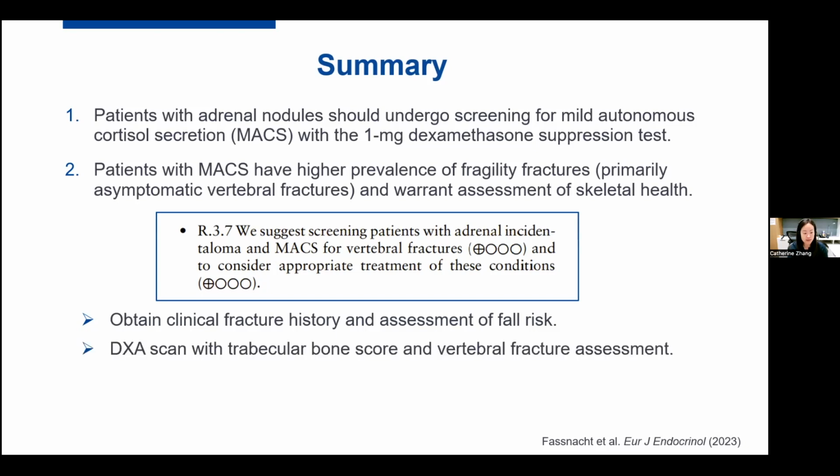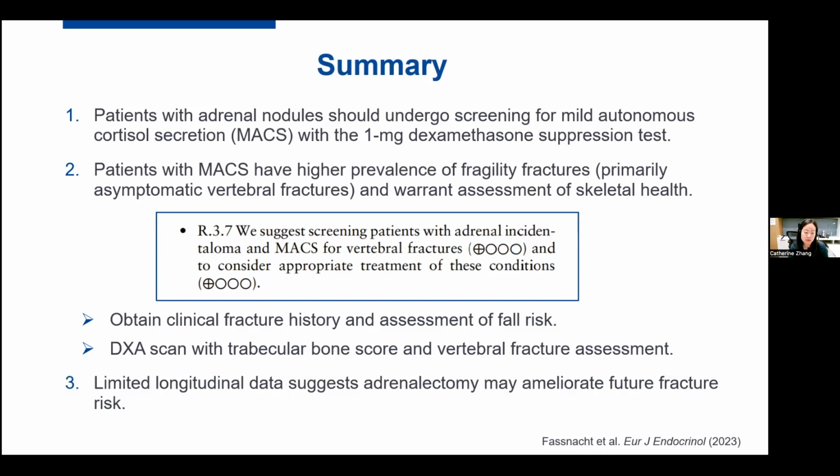And then I usually consider getting a DEXA scan with addition of a trabecular bone score and a vertebral fracture assessment if possible. The longitudinal data is quite limited, and that really precludes any discussion about how treatment might affect fracture risks in patients with MACS. But there is some limited data that suggests adrenalectomy may improve future fracture risks in this population.